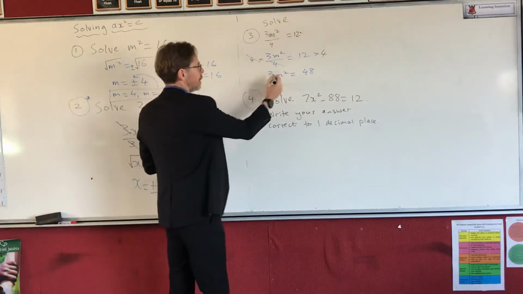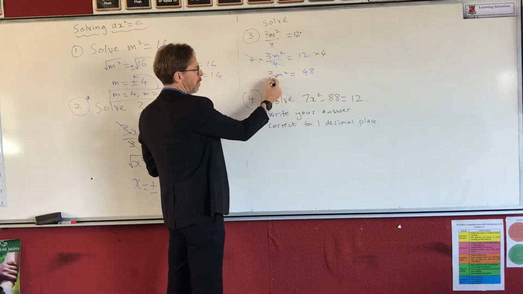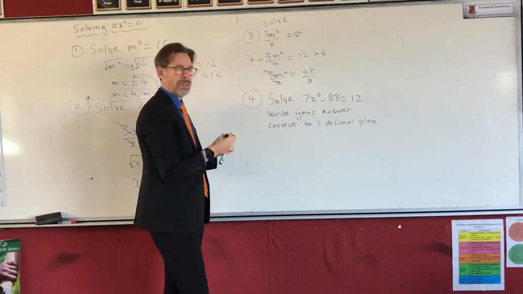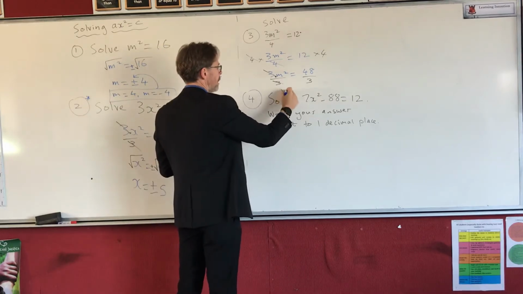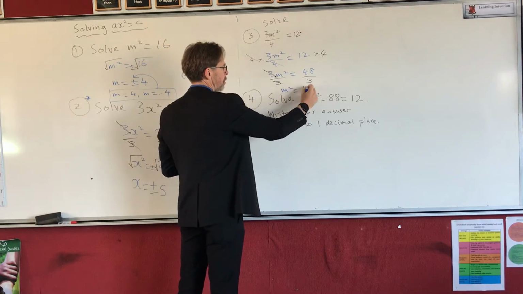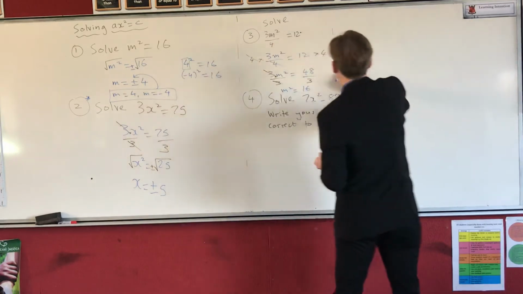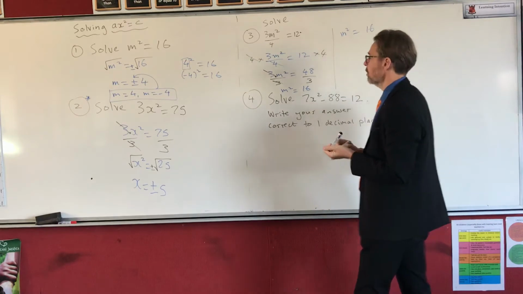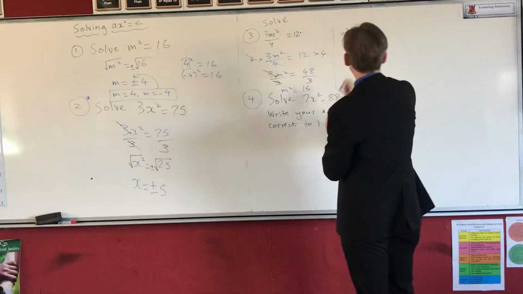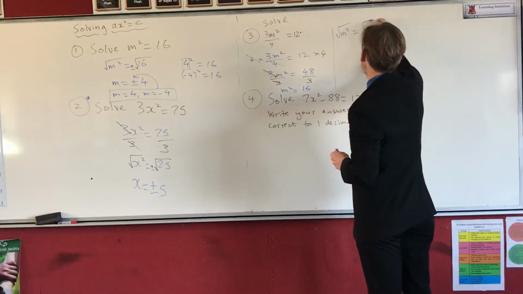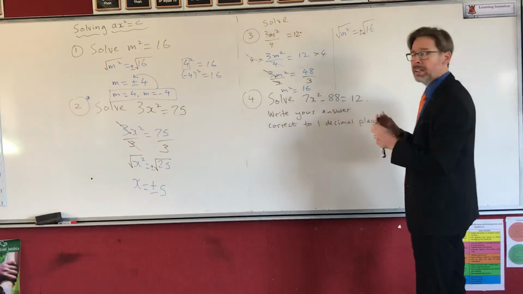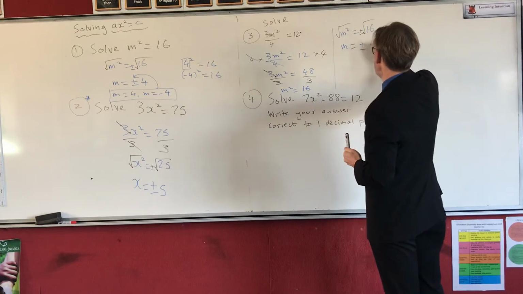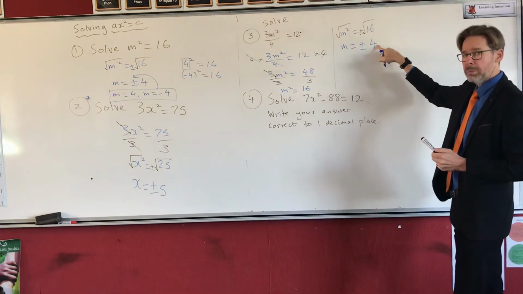Alright? Now, I have to get rid of that 3. That's a times 3, so the opposite by dividing by 3. That cancels. And then you get m squared is equal to, that'll be 16. Alright. Now we've got m squared equals 16. We're back to what we had up here. So square root, put the plus or minus sign there. And then m equals plus or minus 4, because the square root of 16 is 4. Okay?